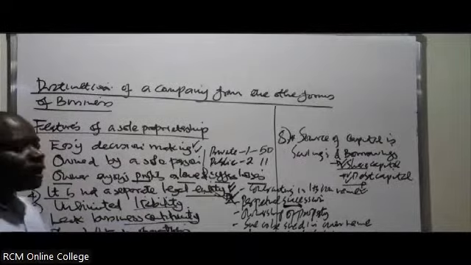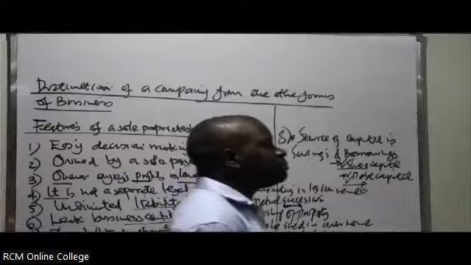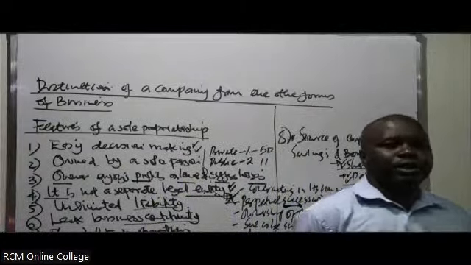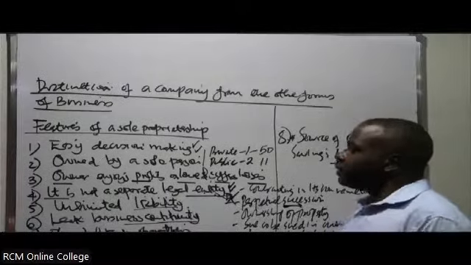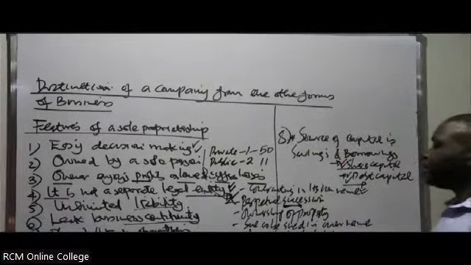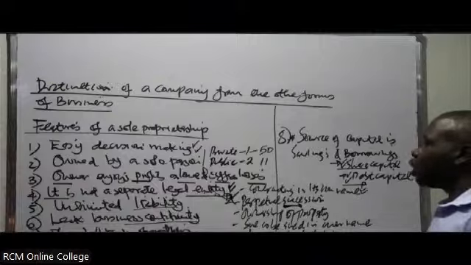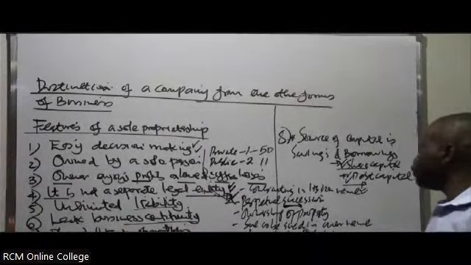Ownership of property. If a company has acquired a property, it will be registered in the name of the company. The ownership will be in the name of the company. It doesn't happen in a sole proprietor. It's like those assets or properties that have been acquired will be in the name of the sole owner. Can sue or be sued in its own name?